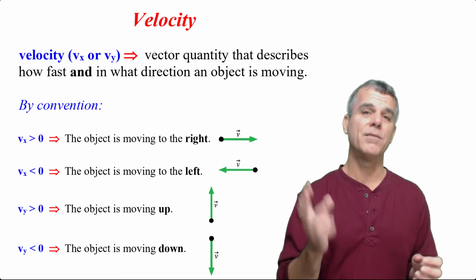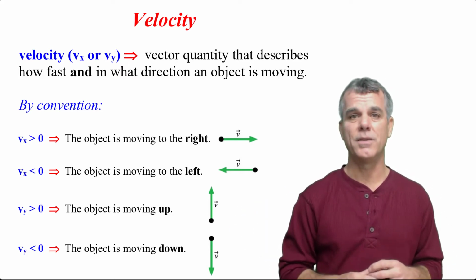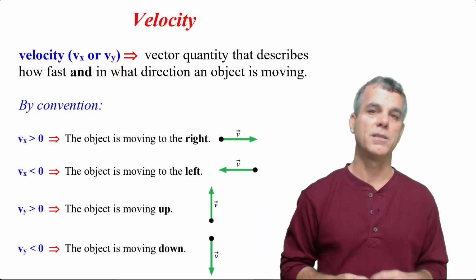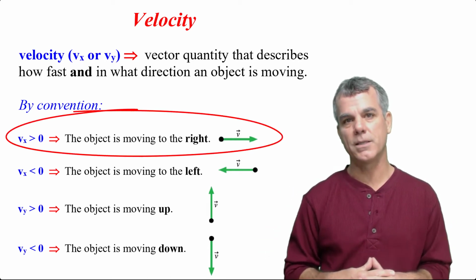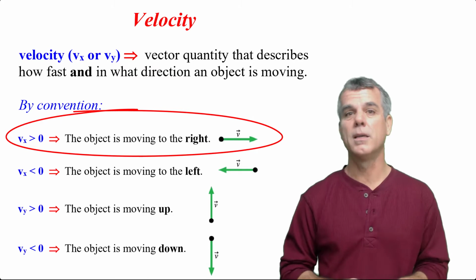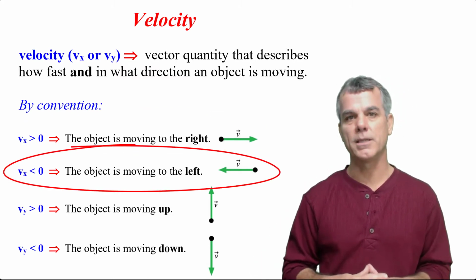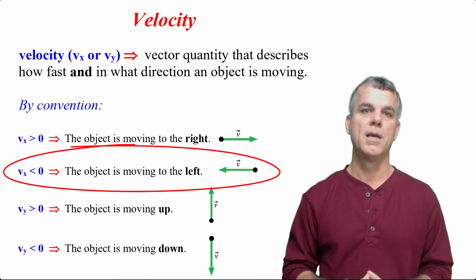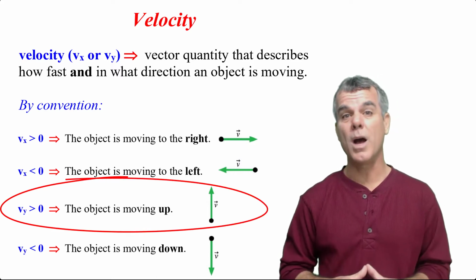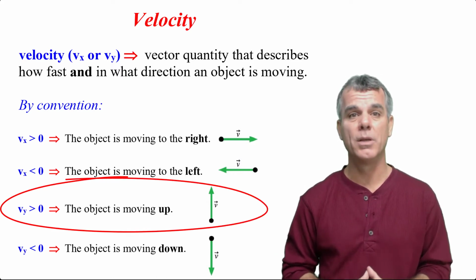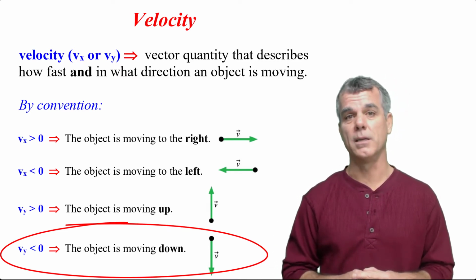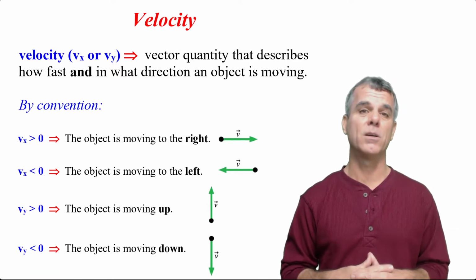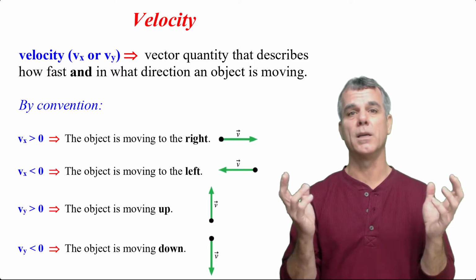And again, by convention, to the right is positive in the x-axis, up is positive in the y-axis. So having a positive value for vx means you are moving to the right. Having a negative value for vx means you're moving to the left. Having a positive value for vy means you're moving straight up. Having a negative value for vy means you're moving straight down. And velocity of 0 means you're not moving at all.